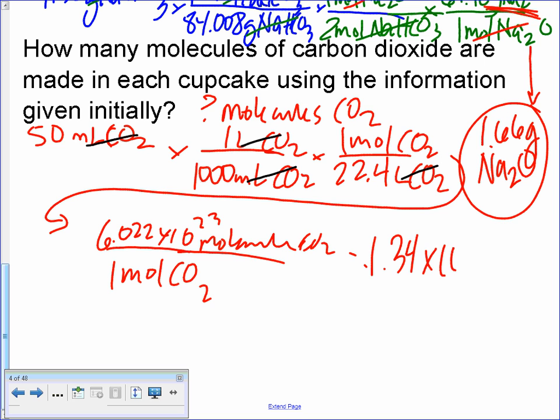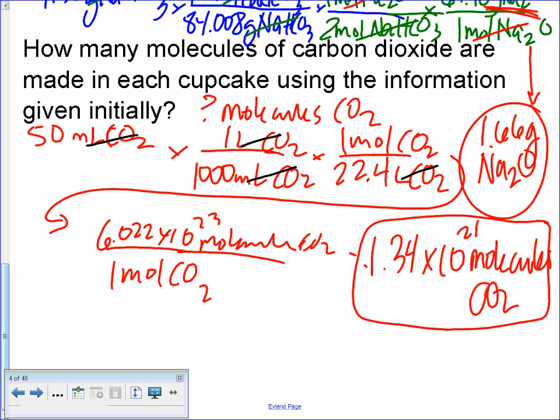0.34 times 10 to the 21st molecules of CO2. So that little 50 milliliter sample, think of how big 50 milliliters is. It's not very big. It's making that many molecules of CO2. Huge amounts, yeah.